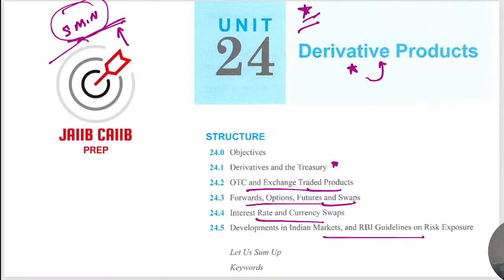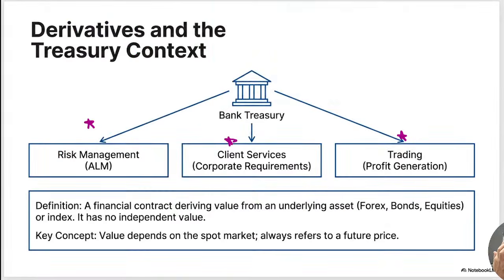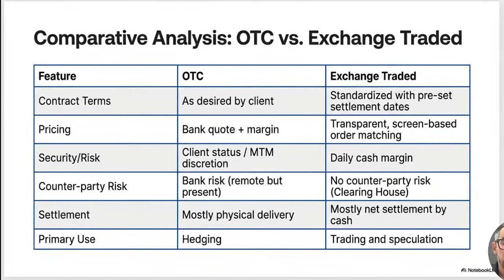Okay. The next one we have is derivative. A derivative is a financial instrument whose value is derived from an underlying asset. OTC versus exchange traded derivative, the primary distinction between these two. Then we have future, forward, options and swap. These are the four different types of derivatives.